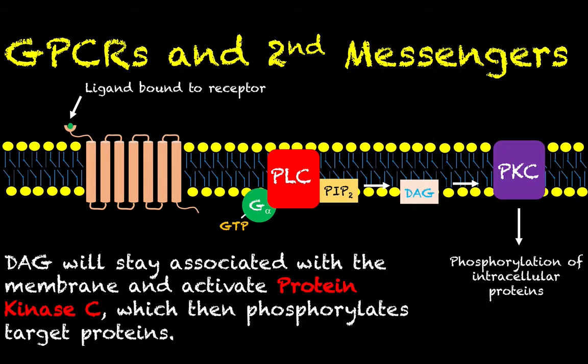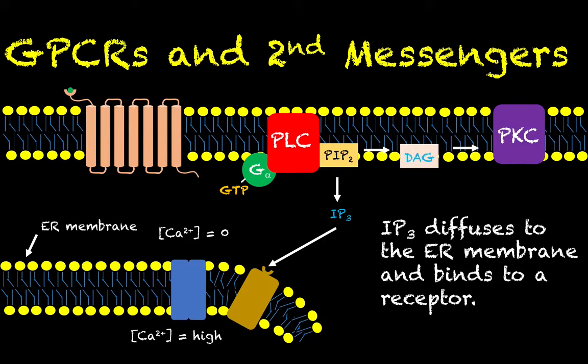So first, let's take a look at what diacylglycerol is going to do. As I said, because of its insolubility, DAG will stay associated with the cell membrane, and it will diffuse over and activate protein kinase C, which is a membrane-bound kinase, which is going to produce somewhat of a similar effect to what we saw with protein kinase A. We activate this kinase, it starts phosphorylating a bunch of proteins inside the cell, and boom, you get some kind of response. Now, what IP3 is going to do is totally different.